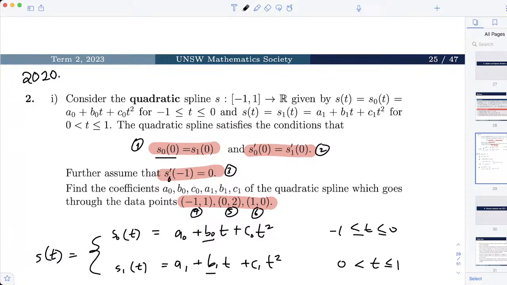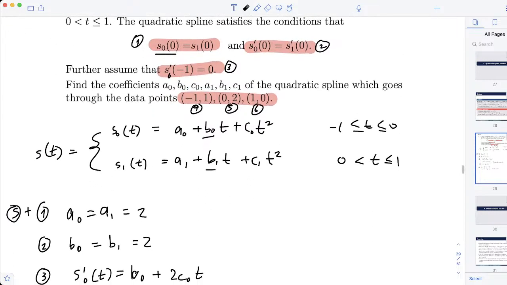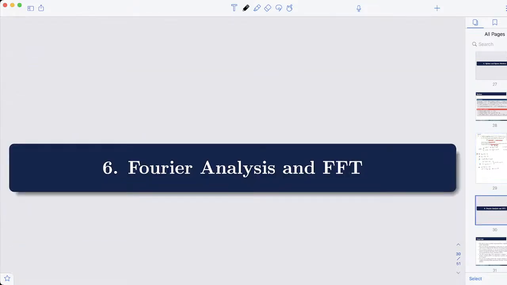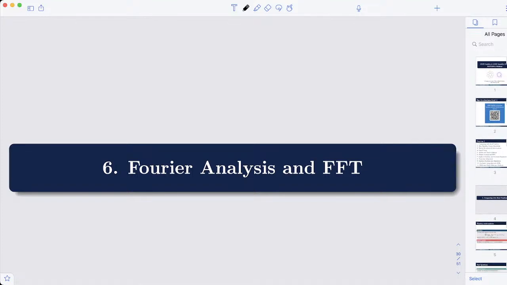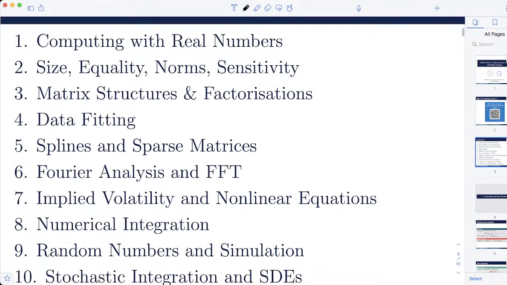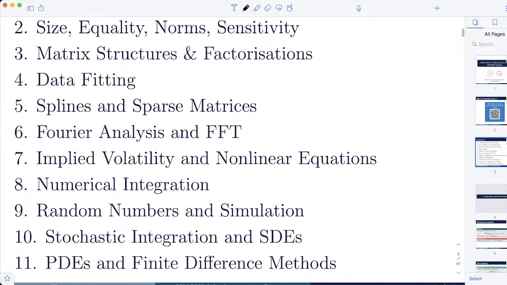What I'm going to do now is I'm going to pass on to Odin, who's going to cover the more tricky, funky stuff, like Fourier analysis and maybe implied volatility and nonlinear equations. But all of the more challenging, hefty stuff will be covered on Sunday as well.